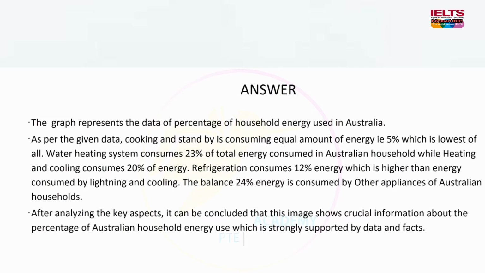of energy. Refrigeration consumes 12% energy, which is higher than energy consumed by lighting and cooling. The balance 24% energy is consumed by other appliances of Australian households. After analyzing the key aspects, it can be concluded that this image shows crucial information about the percentage of Australian household energy use, which is strongly supported by data and facts.